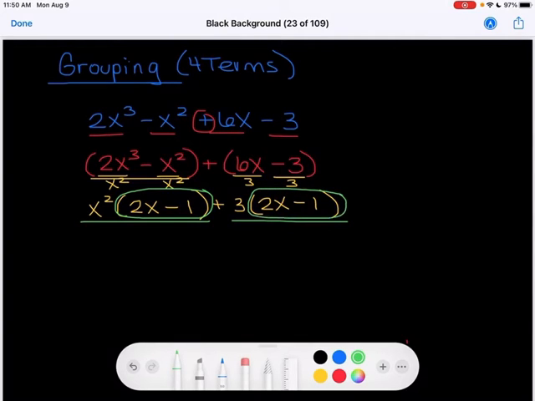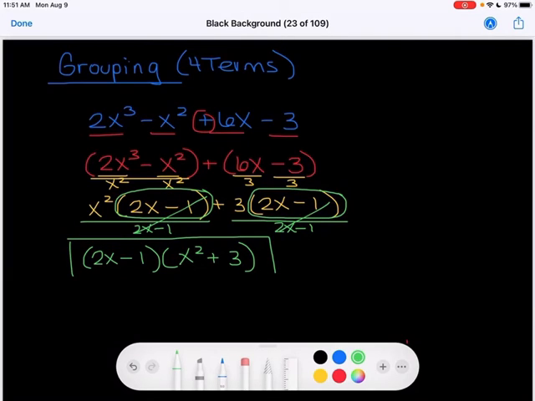Okay. So what you're doing now is you're actually factoring out this common binomial factor. So we're going to take out that 2x minus 1. That's the common factor that we're taking out. And then you divide both of these by that 2x minus 1 that you just took out. Well, those would cancel, and I'd be left with x squared. And those would cancel, and I'd be left with plus 3. So this is our final answer, 2x minus 1 times x squared plus 3.